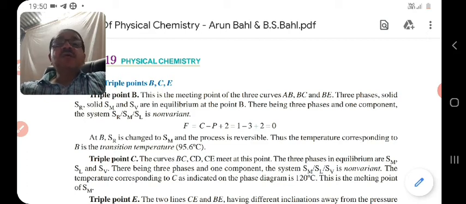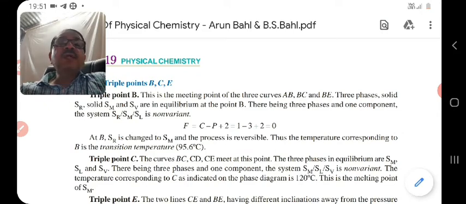Three phases, solid SR, solid SM and SV, are in equilibrium at the point B. There being three phases and one component, the system SR upon SM upon SV is non-variant. When we apply the phase rule, F is equal to C minus P plus 2, that gives 1 minus 3 plus 2, which is equal to 0. At B, SR is changed to SM and the process is reversible. Thus the temperature corresponding to B is the transition temperature, which is 95.6 degree centigrade.